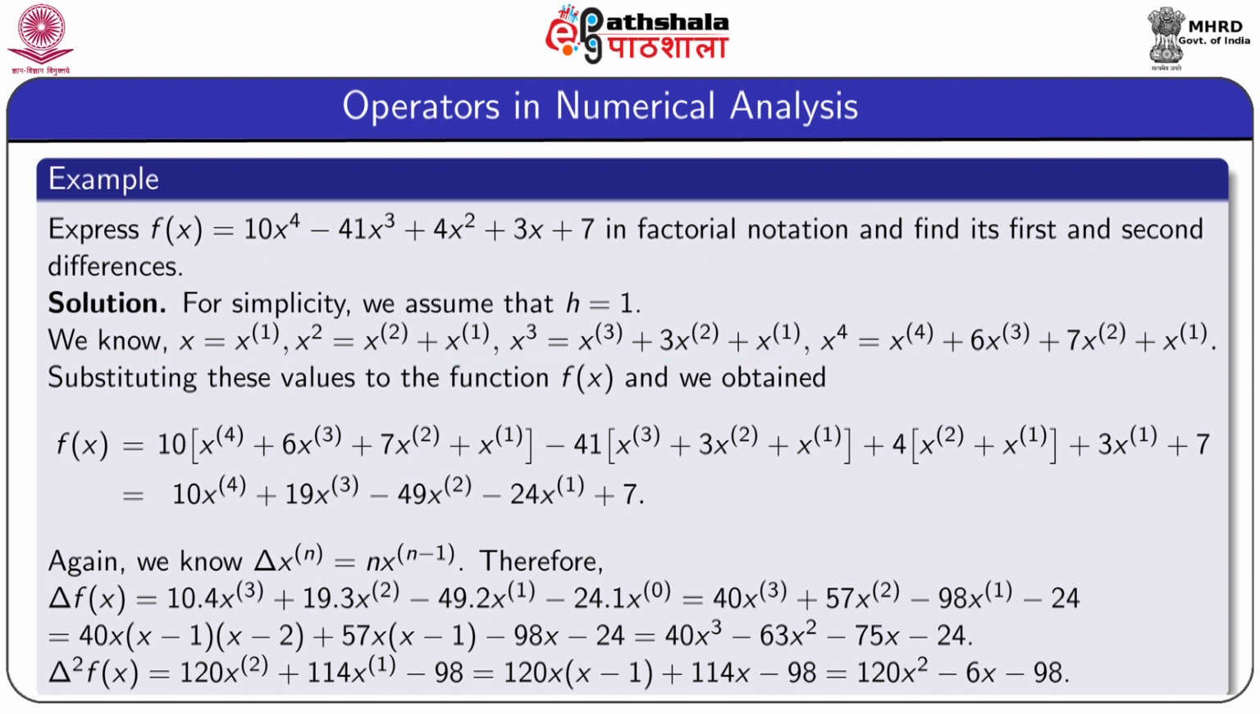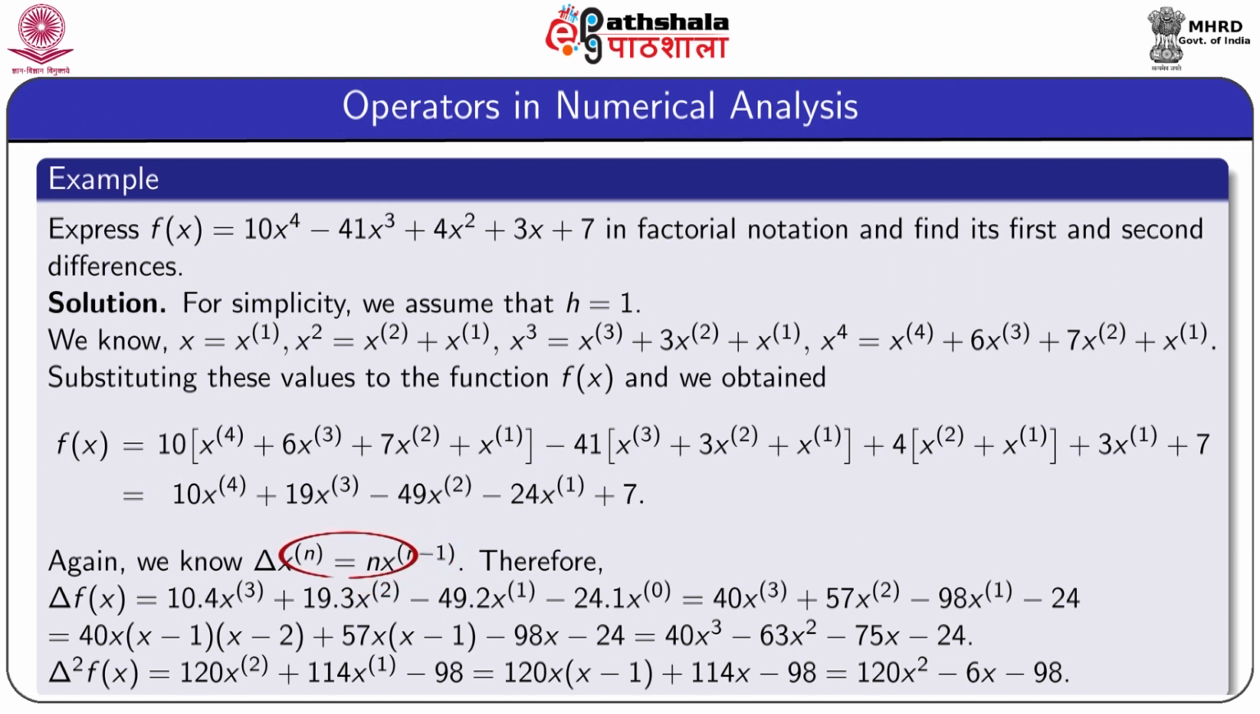So, by substituting all these values of x, x square, x cube and x 4 in terms of factorial notation, the given function f x becomes 10 into x factorial 4 plus 19 into x factorial 3 minus 49 into x factorial 2 minus 24 into x factorial 1 plus 7. So, this is f x in terms of factorial power notation, and note that the degree of the original function f x was 4, and in terms of factorial notation the degree remains unchanged, that is 4.